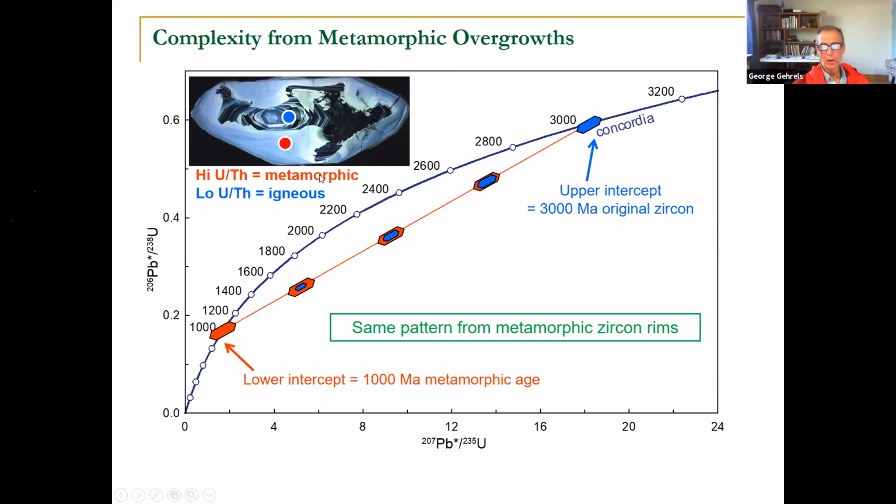And fortunately, there are ways we can tell metamorphic from igneous zircon. High uranium thorium generally is characteristic of metamorphic zircon. Low uranium thorium might be igneous. So you can tease out this pattern by doing spots in different parts of the crystal and then looking at the ages and uranium thorium values.